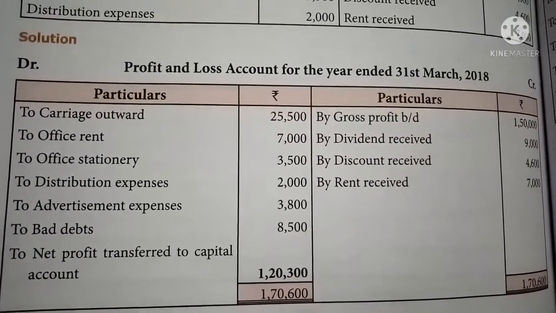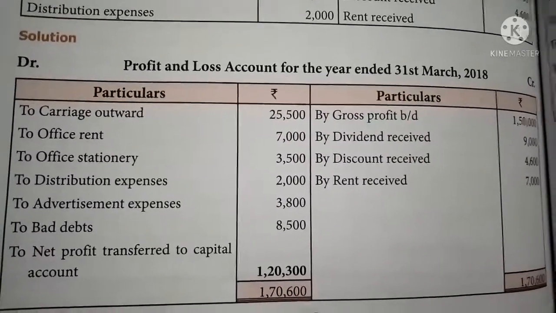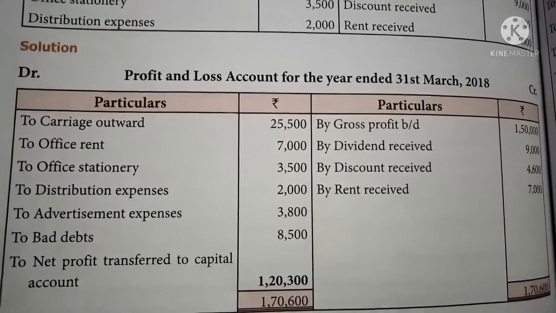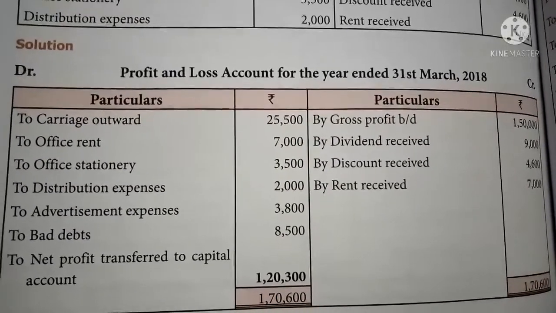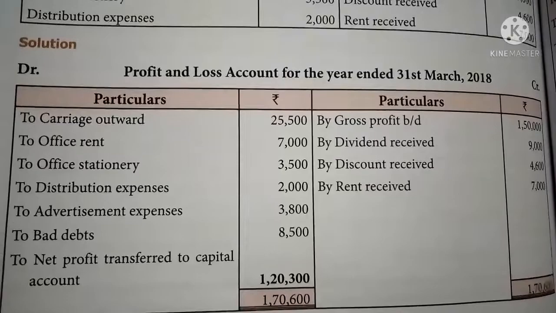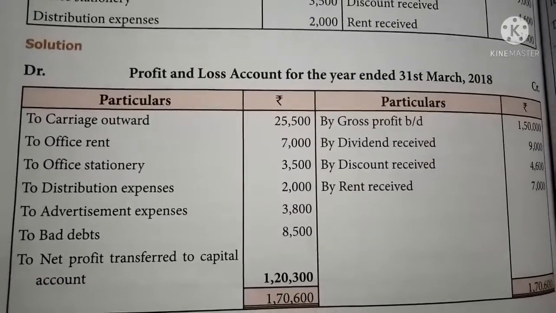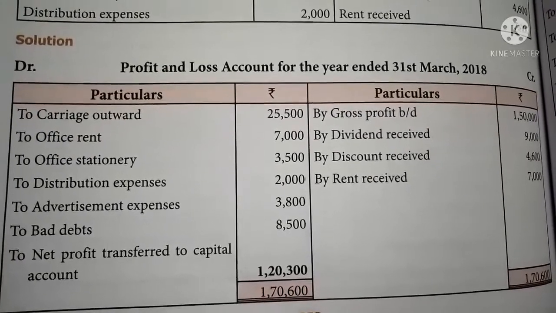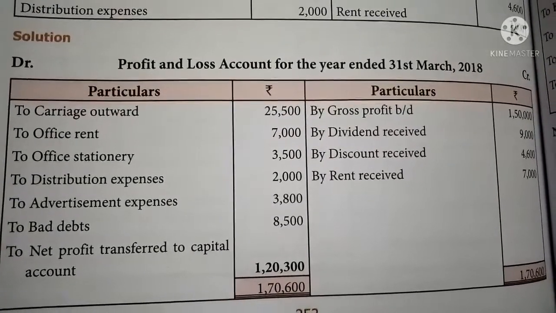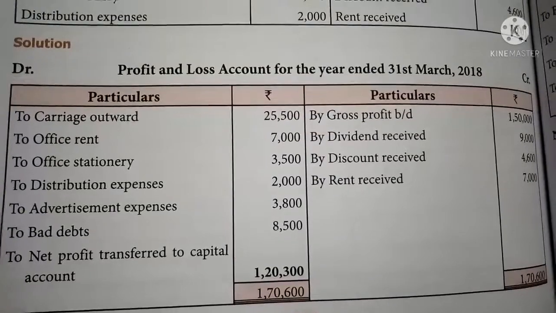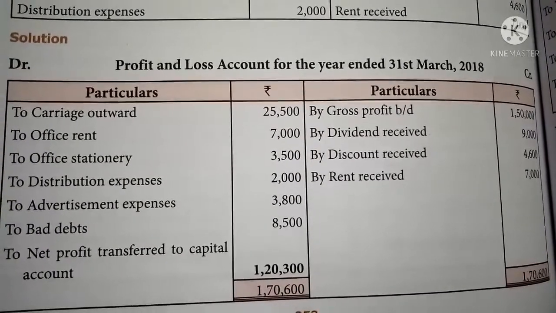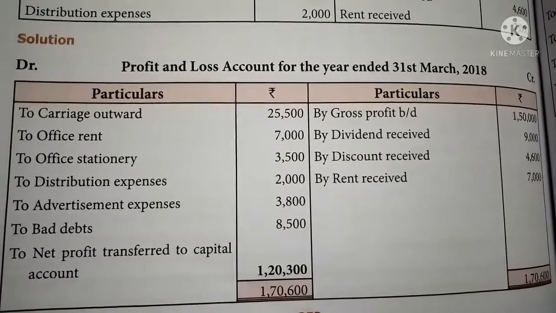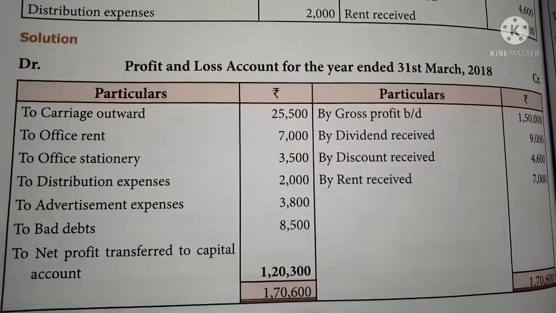Whatever the information given in the sum, if they are asking to prepare a profit and loss account, then as per the format, first you write the heading, then make the necessary columns and find out all the expenses and losses from the given sum, and write them on the debit side of the profit and loss account. Also find out the income and the gains from the given information in the sum, and write that income and the gain on the credit side of the profit and loss account.